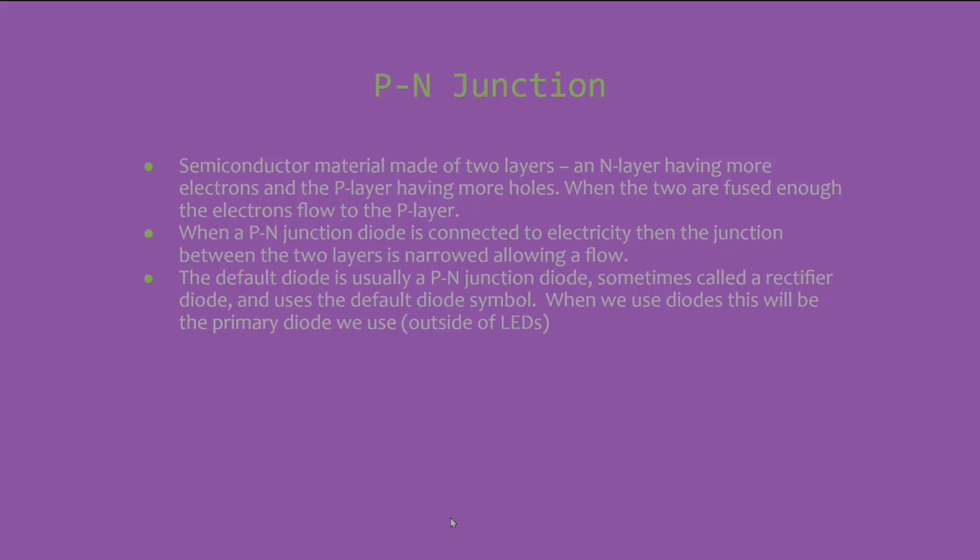It's basically made of two layers. The N layer has more electrons, the P layer has more holes, and when the two fuse together, there's a flow of electrons from N to P. Now, when the diode is connected to electricity, that junction narrows and it allows for a flow. And of course, in the opposite direction, at least to a certain point, it's not going to allow a flow. This isn't too dissimilar from transistors, which we'll get into later.